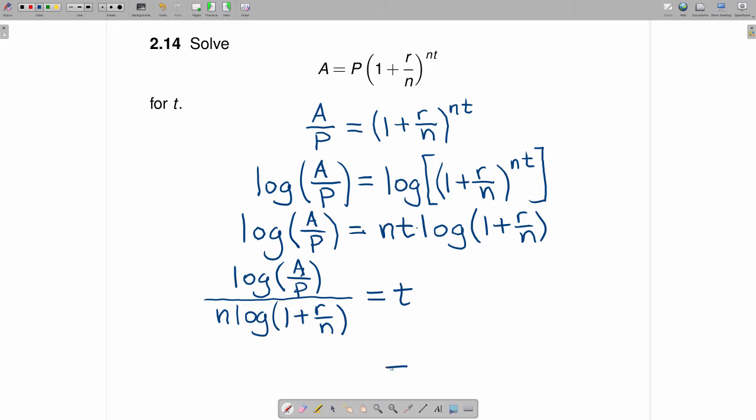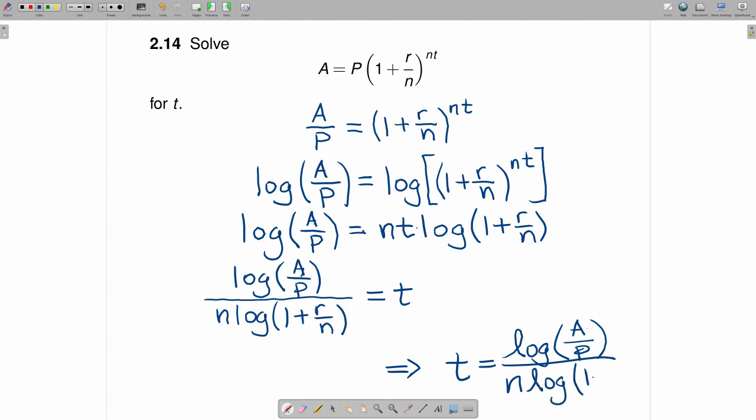So the final answer here is T, which is what we're solving for, is the logarithm of A over P divided by N times the logarithm of 1 plus R over N. And that right there is this equation right here, solved for T.